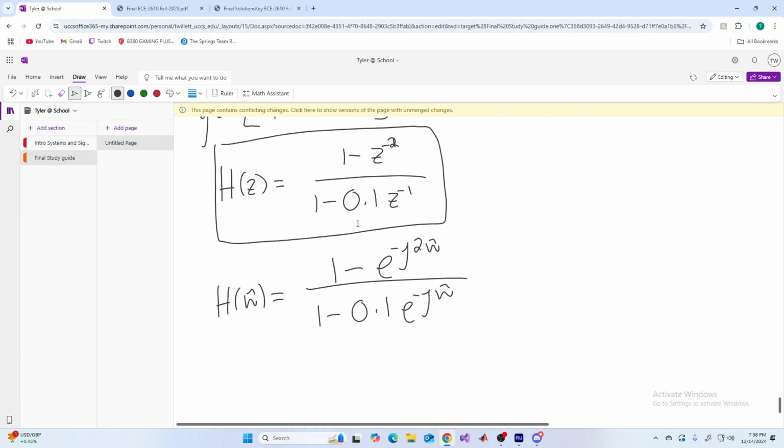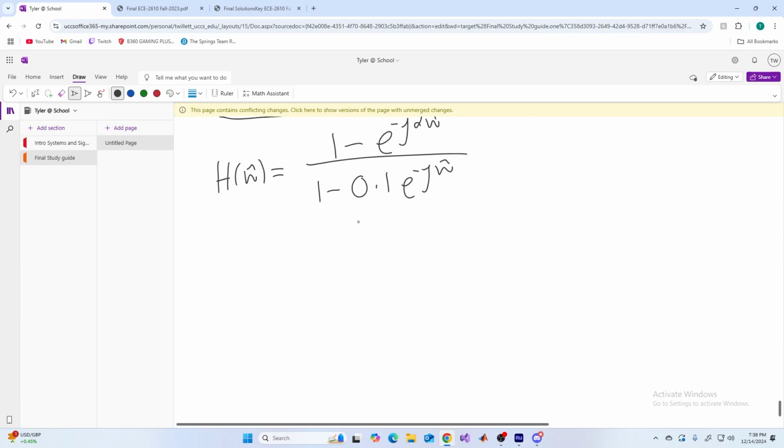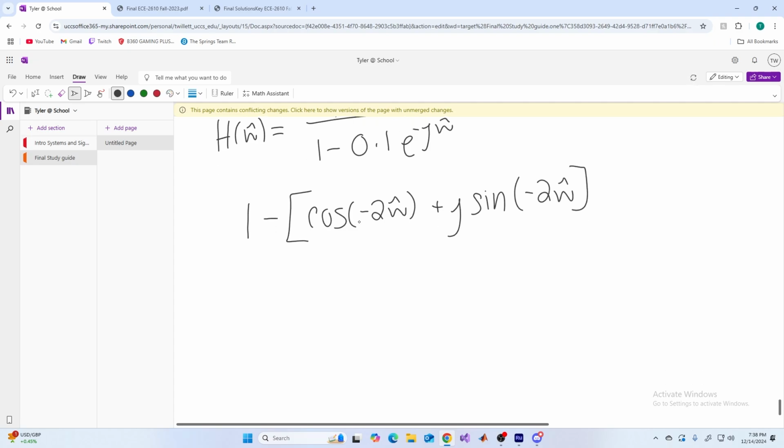Now remember, e to the negative j, and so on, each has its cosine and sine attached to it. So I can write this as 1 minus cosine of negative 2w hat plus j sine of negative 2w hat, all divided by 1 minus 0.1. Oh, I'm sorry.